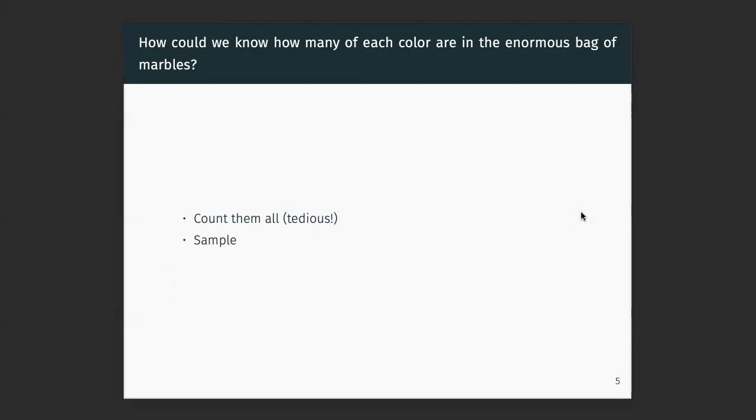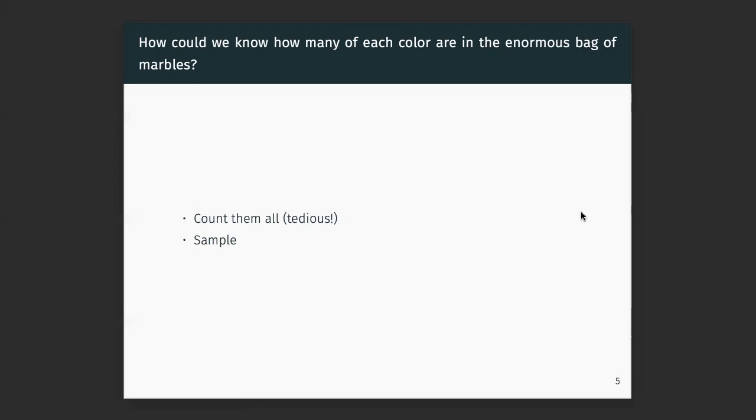First thing we could do is conduct a census where we dump the bag out and we count every single marble. But that's quite tedious, right? And in real world terminology, that's cost prohibitive, right? It's incredibly expensive to conduct censuses in terms of time, in terms of human hours of work that it takes to do a thing. That's quite laborious, quite tedious.